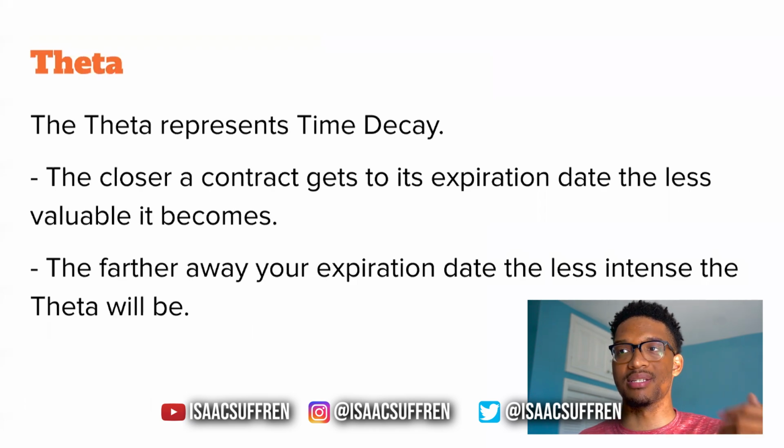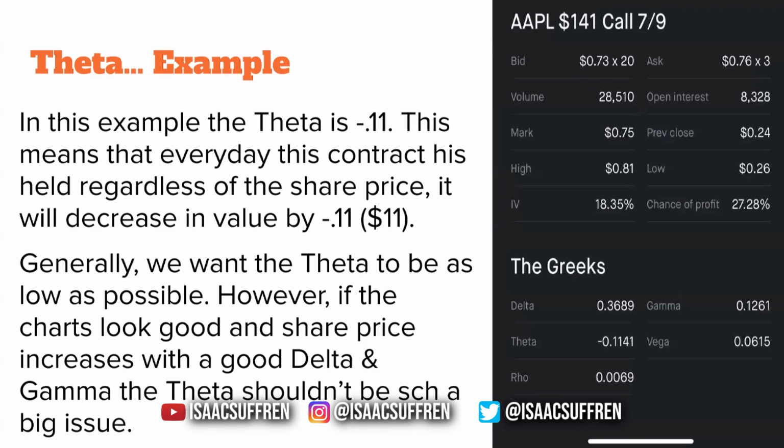Next, we have the theta. The theta represents time decay. So the closer a contract gets to its expiration date, the less valuable it becomes. The farther away from your expiration date, the less intense the theta will be. Let's break down what that means. In this example, the theta is negative 0.11. Like I said, it's time decay, so that's why it has a negative sign right here. This means that every day the contract is held, regardless of the share price, it will decrease in value by $11 each day. Generally, we want the theta to be as low as possible. However, if the charts look good and the share price increases with a good delta and gamma, the theta shouldn't be such a big issue.